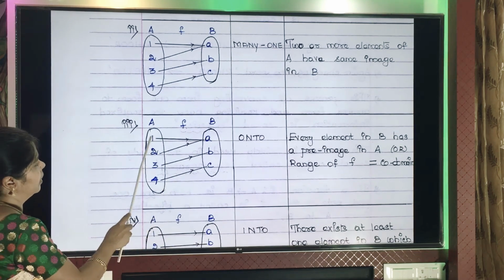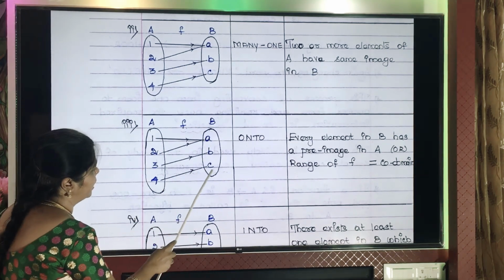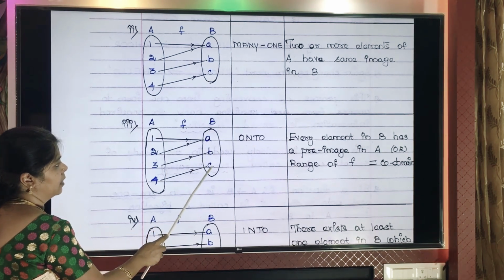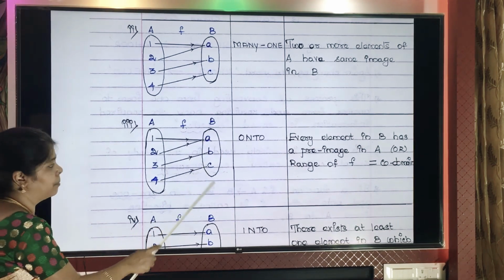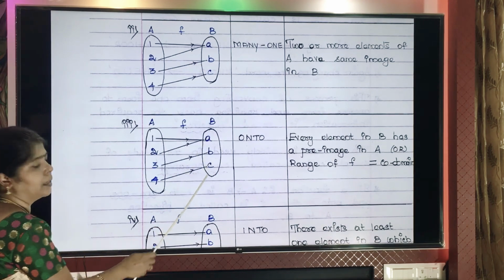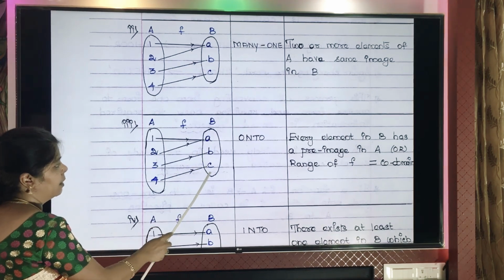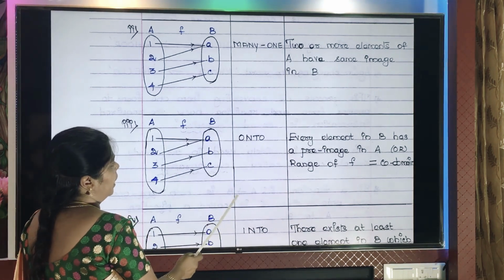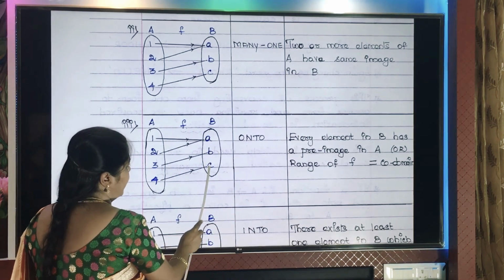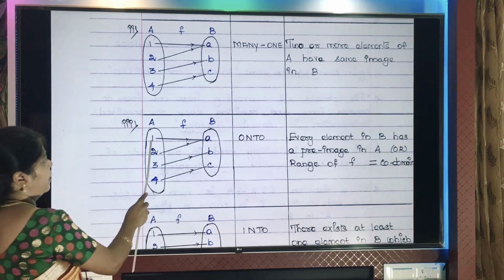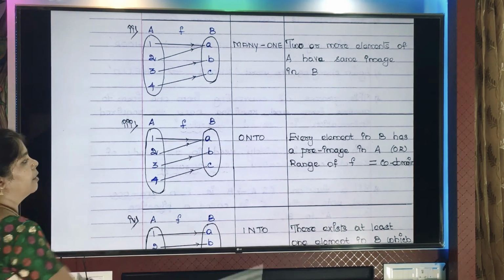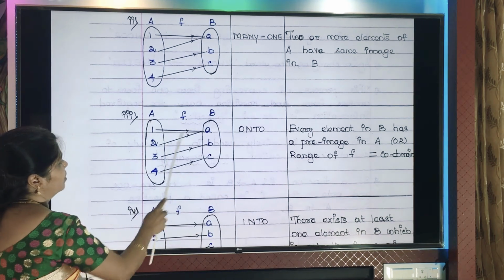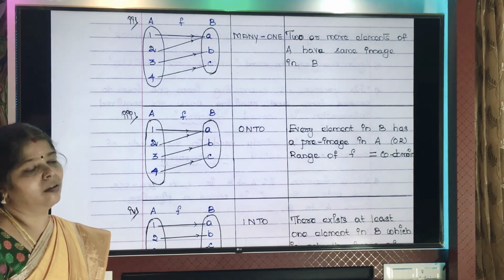Again, here you see range is equal to codomain. A, B, C. All three elements are getting mapped. So range is A, B, C. Codomain is also A, B, C. So range is equal to codomain, or otherwise you can tell every element in B is having a pre-image in set A. Therefore this is onto. This is many to one also, isn't it? Because two elements are having the same image.